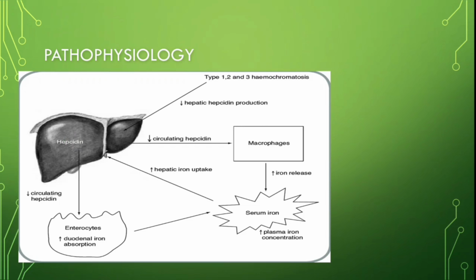So the enterocytes, which are the cells in the intestines, are going to absorb iron, okay, increased iron absorption. So that's going to lead to a reduction in circulating hepcidin. When there is a reduction in hepcidin, the macrophages are going to be activated and lead to an increase in iron release. So that will lead to an increase in serum iron and an increase in plasma iron concentration.